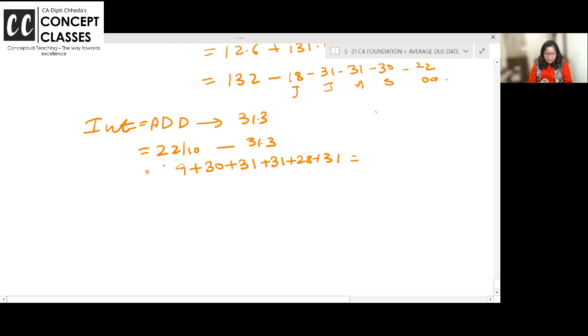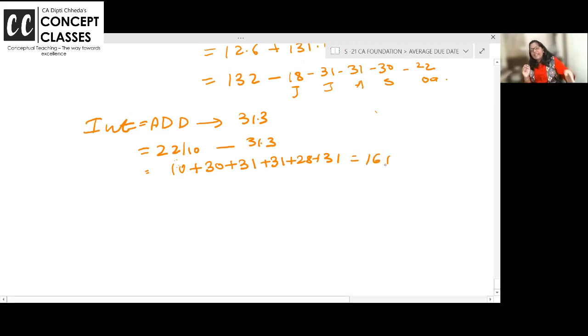(31 minus 22) is 9 days. 22 को भी लेना है. If you take 22, you should take 10 days. 22 छोड़ के it is coming 9 days. 10 plus 30 plus 31 plus 31 plus 28 plus 31 is 161. I hope you all are getting.